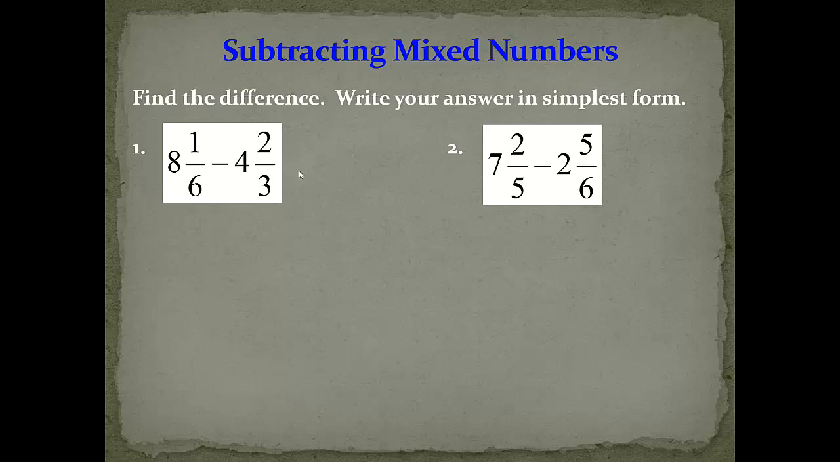So our first step is going to be to look at our denominators and see if we have a common denominator. For this first problem, we have 8 1/6 minus 4 2/3. Our denominators are different, so we need to get a common denominator. Our least common denominator, or least common multiple, for 6 and 3 would be 6. So our first mixed number will stay the same.